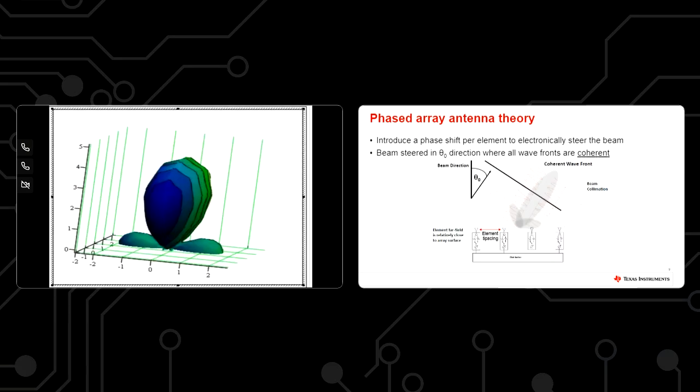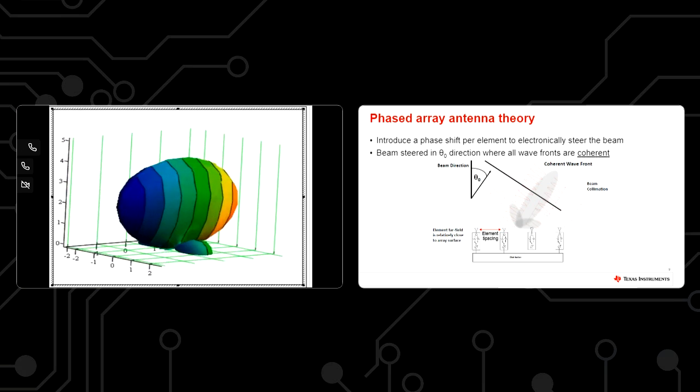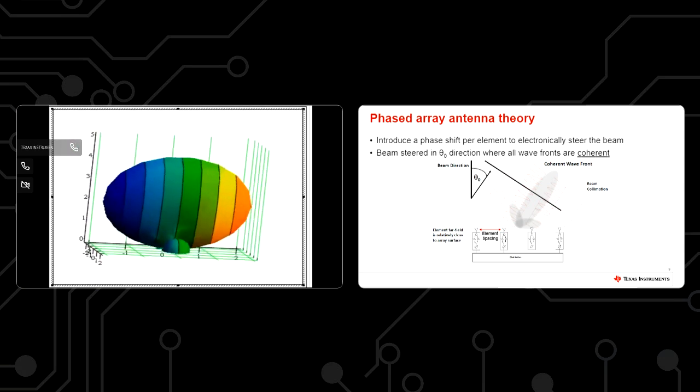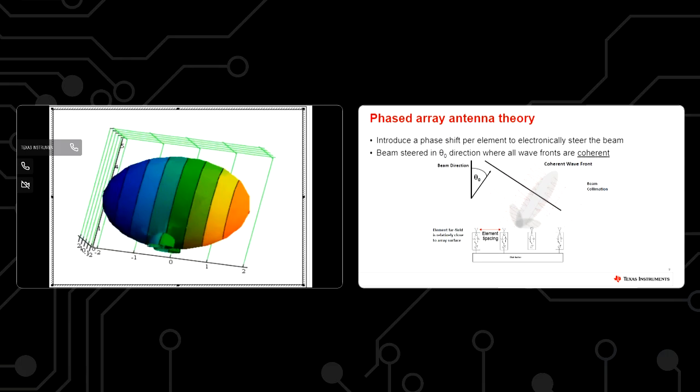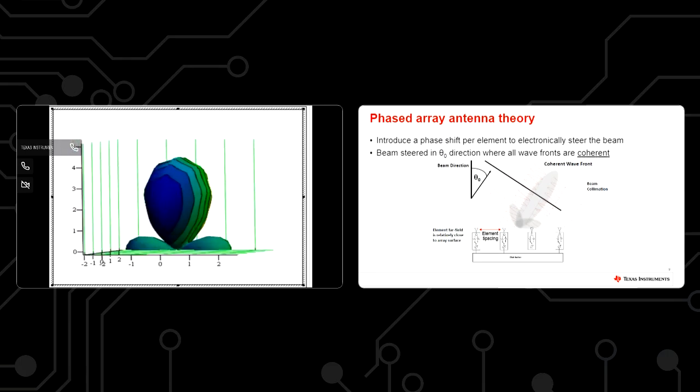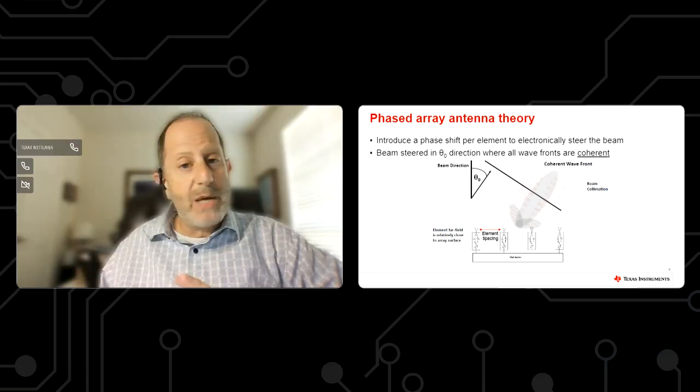So the theory with these linear arrays is that we can introduce a phase shift per element to electronically steer the beam. So we're not mechanically having to move the antenna structure to change the direction of that beam. We've gotten rid of the mechanical motors and things like that that might have been in older systems. Now we're achieving that same function by just adjusting the relative phase between all the different elements in that array.